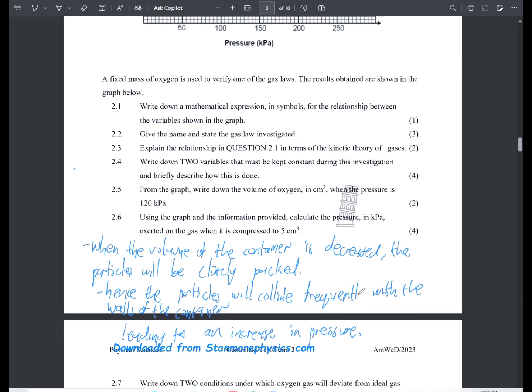Frequently with the walls of the container, leading to an increase in pressure. Right, so that's how you actually put it. Okay, then 2.4 says what?